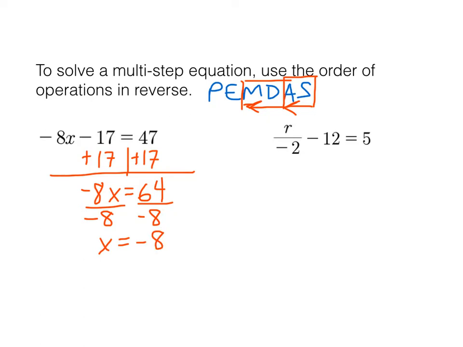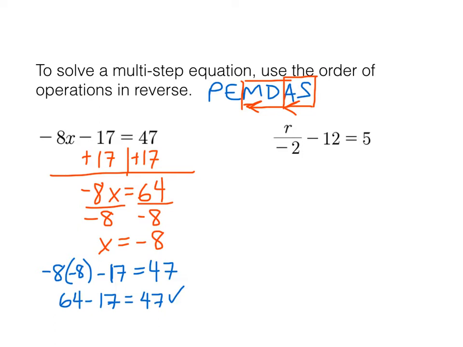Now that's all well and good, but before we quit with the problem, it would be valuable to go through and check our solution. Just like when we evaluated expressions for replacement values of the variables, we're going to drop that negative 8 into place, giving me 64 minus 17. That's going to equal 47, and that is correct. It sure does equal 47, so we know we did that correctly.